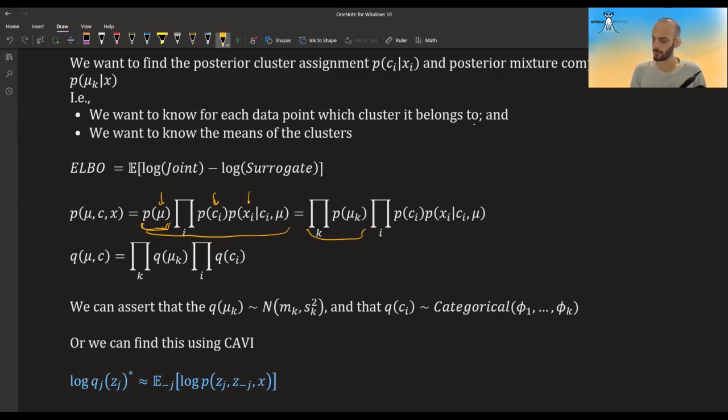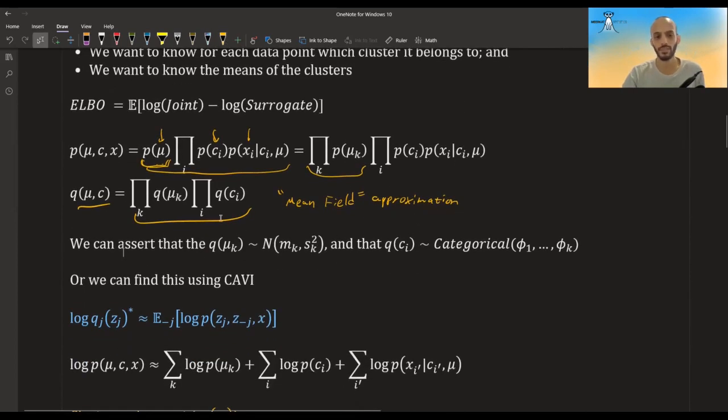Okay, now we also assume that our surrogate can factor into each of our different variables. Yeah, we also assume what is the poorly named mean field approximation. Q, the joint of all the vectors of mu and all the vectors of C, can be factored into these elements. Okay, now we can assert that the form of q(mu k) is a normal, a Gaussian, and that the form of q(ci) is a categorical. But this will also arise naturally when we use the CAVI algorithm.